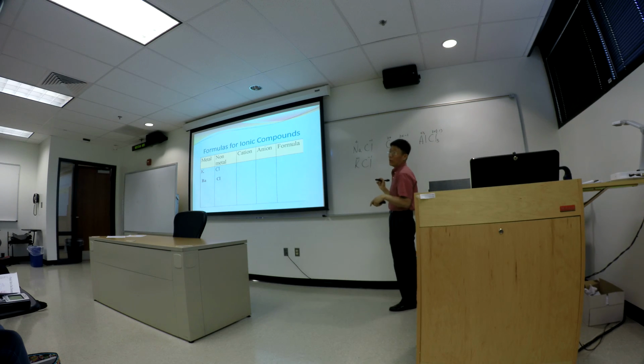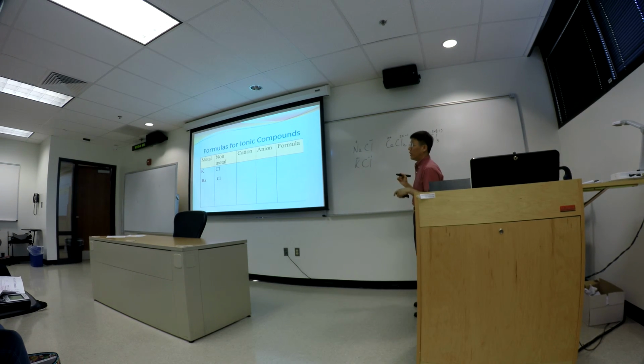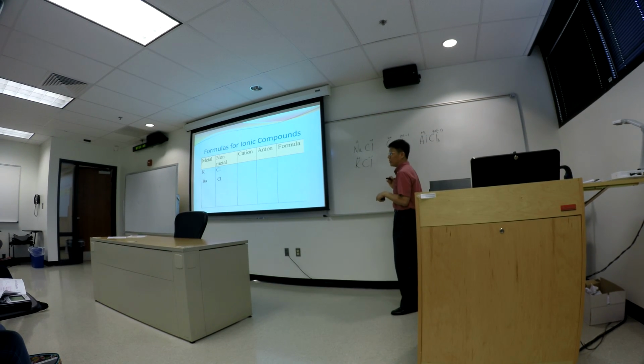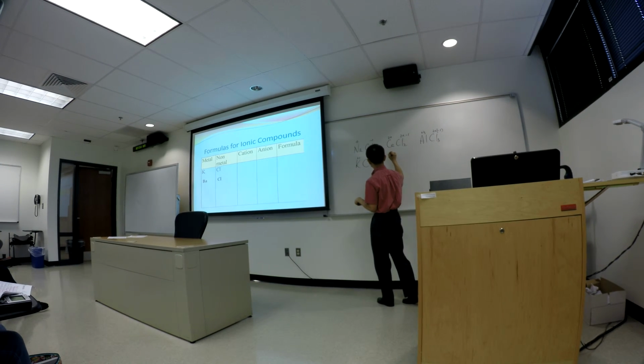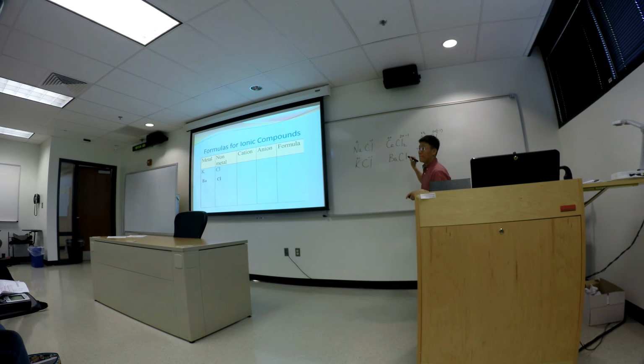You look at the periodic table: barium is in group 2A, chlorine in group 7A. So the formula for barium chloride would be BaCl2. Chlorine is -1, times 2, gives 2 negative charges. Group 2A, 2 positive, no net charge.